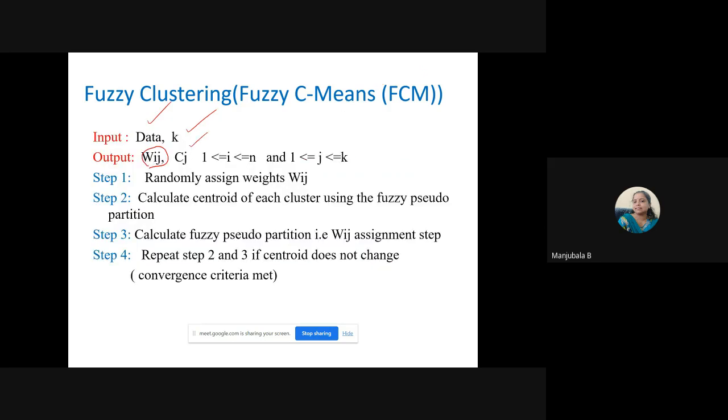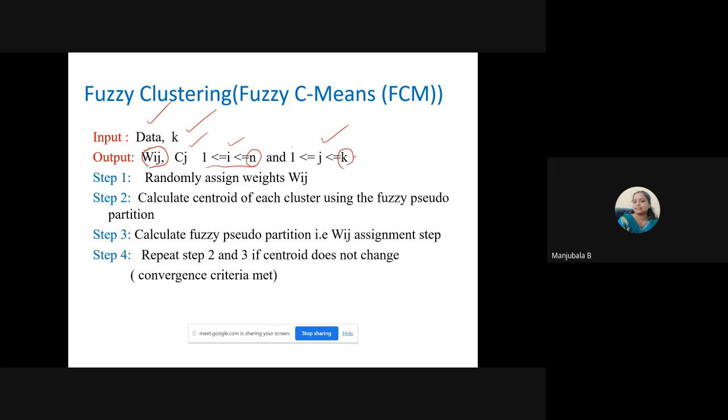Cj is for clusters 1 to K, and i ranges from 1 to n data points. So we have the data points and the K number of clusters as input, and as output we will get the Wij matrix for each data point with respect to each cluster. N represents the number of data points, K represents the number of clusters.